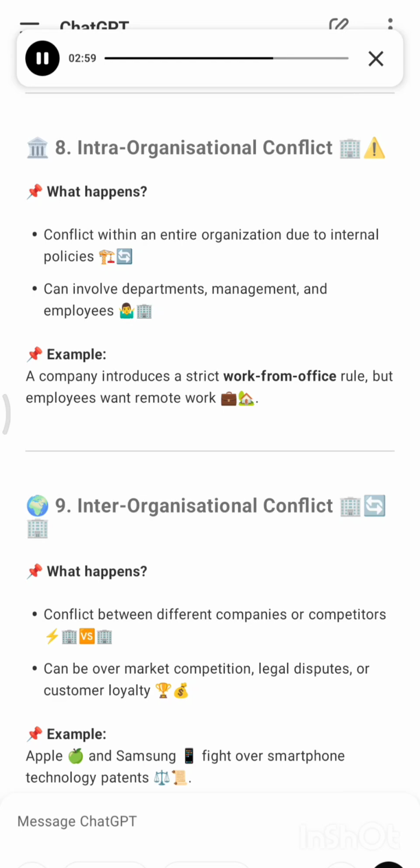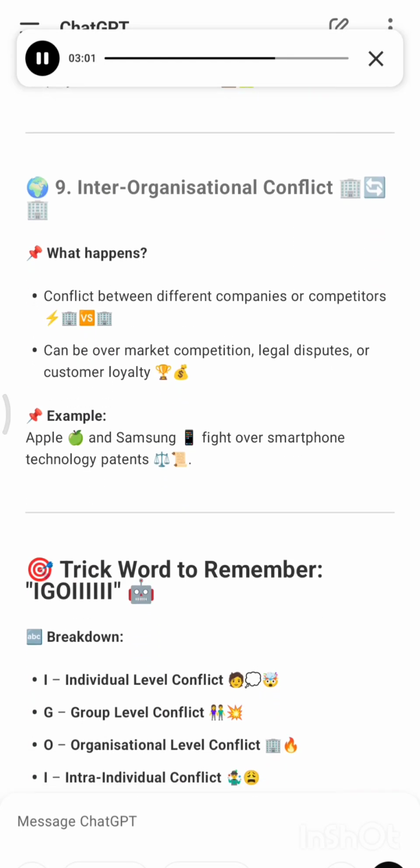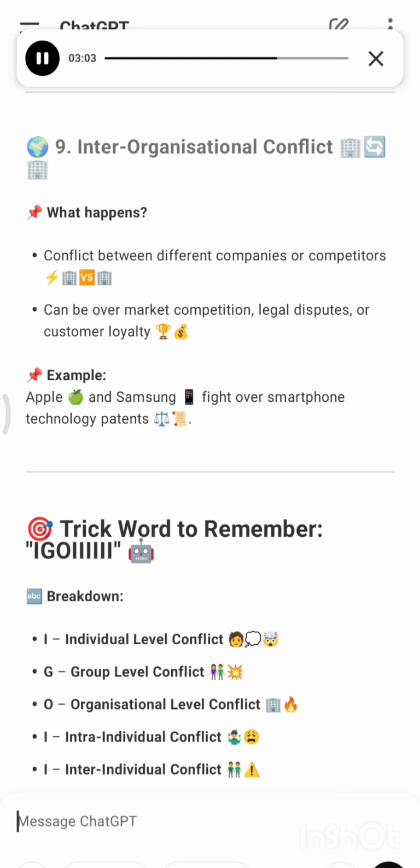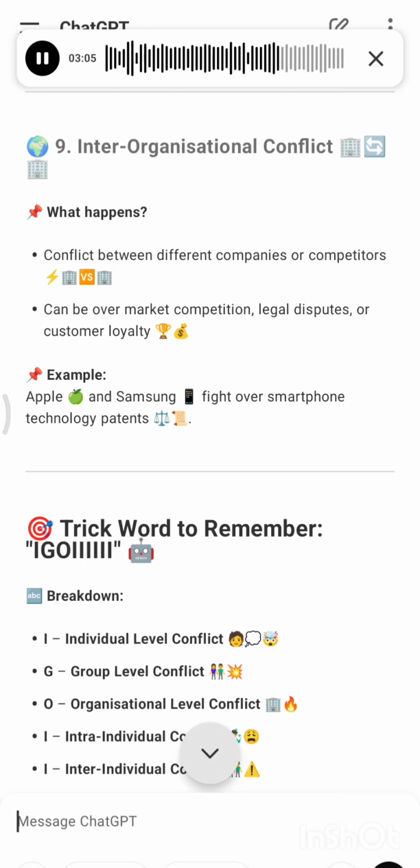9. Interorganizational conflict. What happens? Conflict between different companies or competitors. Can be over market competition, legal disputes, or customer loyalty. Example: Apple and Samsung fight over smartphone technology patents.